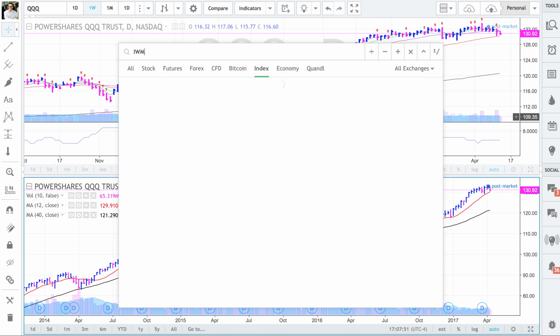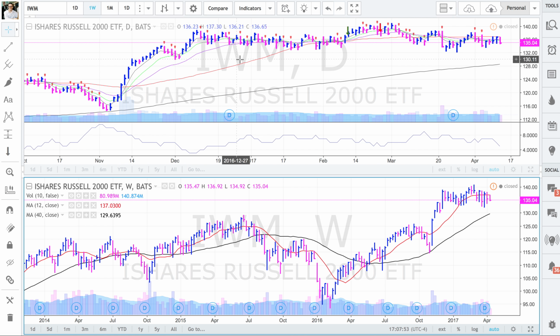On the Russell, or the IWM, the ETF that tracks the Russell, they've been fighting against the 50-day moving average, but have really just been consolidating sideways here for the past several months. And we're seeing distribution become less of an issue on the Russell. Right now, the count is only at about 5.